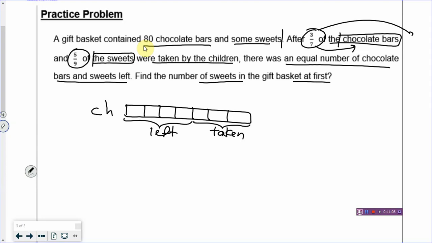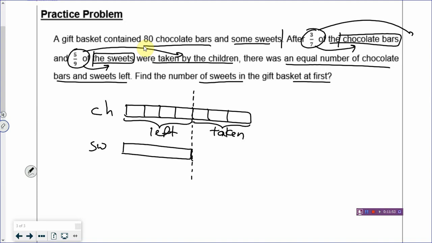And then you have 5/9 of the sweets were taken by the children. So what does the fraction refer to? Fraction refers to the sweets, and if you break up, it means that you have 9 boxes of sweets altogether, and 5 boxes were taken by the children. Now, how exactly do we draw that? If you notice in the next sentence, there was an equal left. Equal chocolate bars and sweets left. So you may want to use a dotted line to show the equal first. So what is equal to what? The chocolate bars that are left are equal to the number of sweets that are left. So this will be the number of sweets left, right?